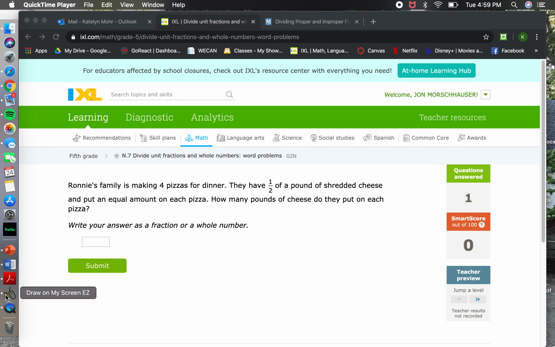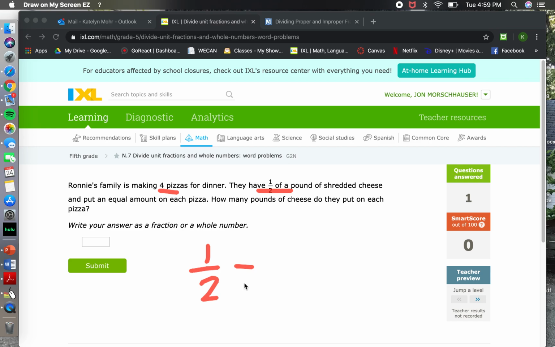So it says Ronnie's family is making 4 pizzas for dinner. They have a half a pound of shredded cheese and put an equal amount on each pizza. How many pounds of cheese do they put on each pizza? So we're going to write our answer as a fraction or a whole number. So we know they're making 4 pizzas and they have a half a pound of shredded cheese. So the cheese is going to be split equally. So 1/2 pound of a pound is going to be split equally by 4 pizzas.